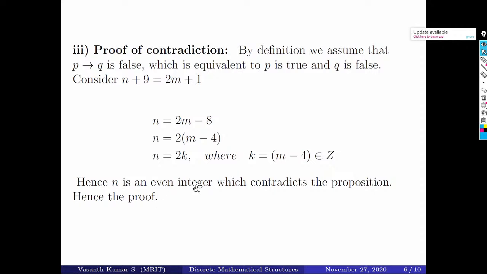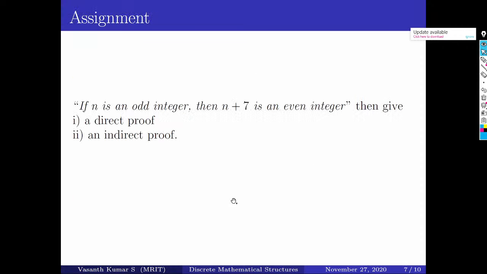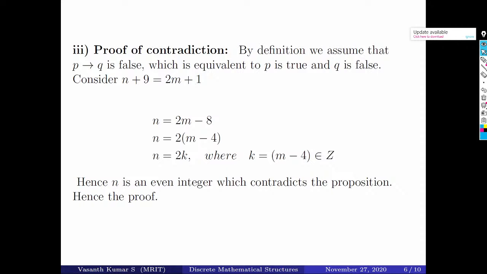n is an odd integer, which contradicts the proposition. Since p is an odd integer, that's why it is a contradiction, hence the proof. This is the proof by contradiction.